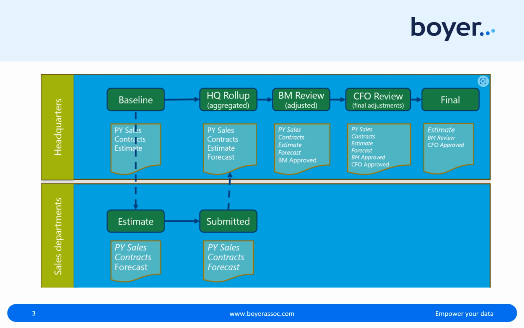The following illustration shows an example where the corporate headquarters estimate the baseline amounts for the initial budget and distribute them to sales departments. The sales departments then estimate and submit their forecast back to the headquarters, where the budget manager aggregates and adjusts the forecast. Finally, the budget manager sends the adjusted budget amounts to the chief financial officer for review, final adjustments, and approval.